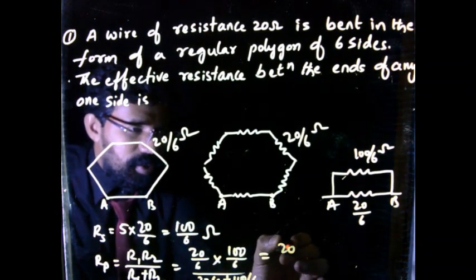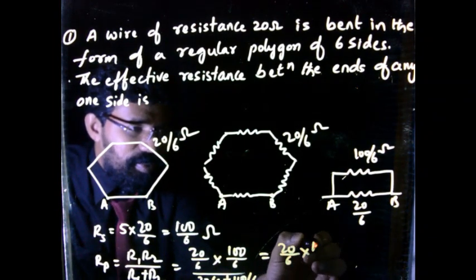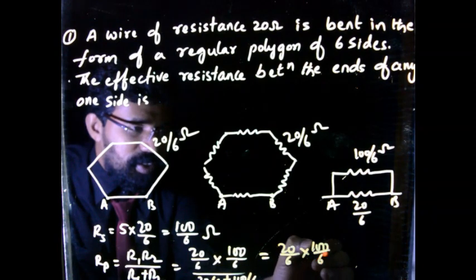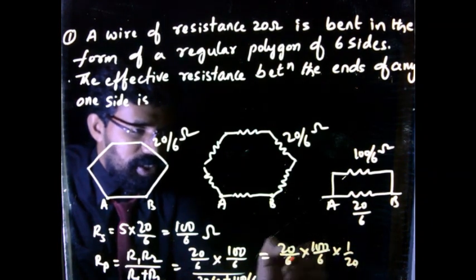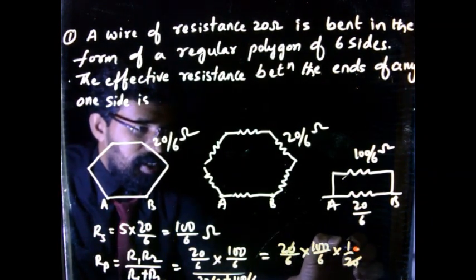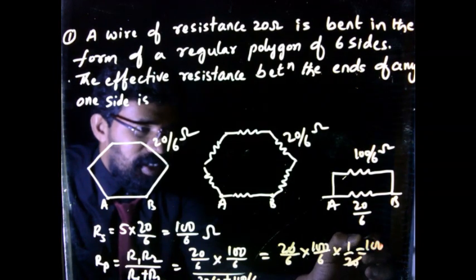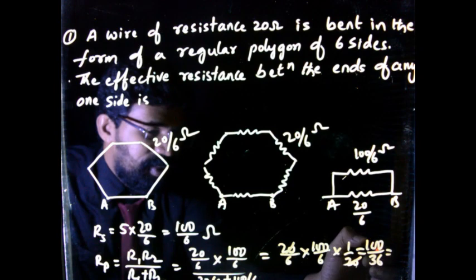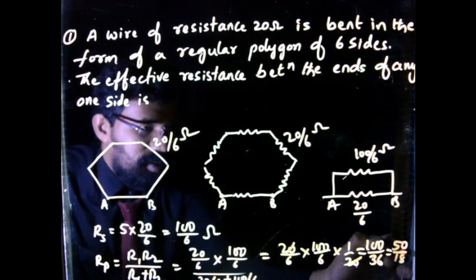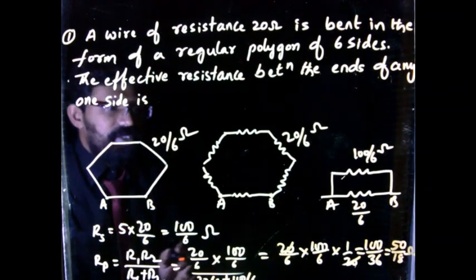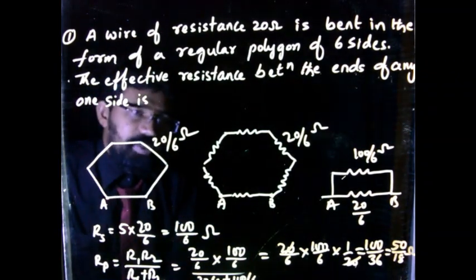So you will have 20 by 6 into 100 by 6 into 1 by 20. 20 gets cancelled. So finally the answer is 100 by 36, or you can simplify this as 50 by 18, something like this. This is what is actually given in the options, 50 by 18 ohms.